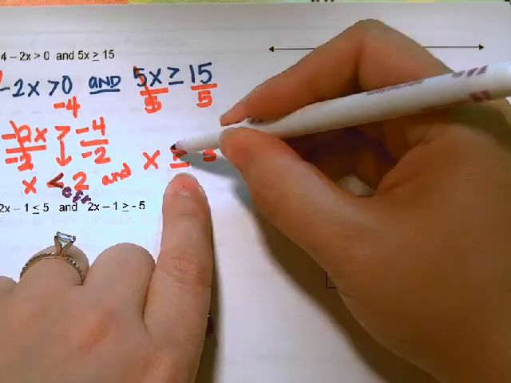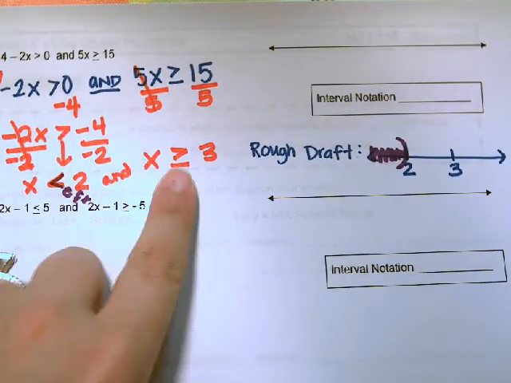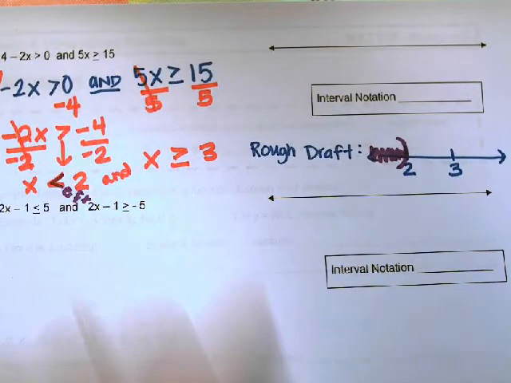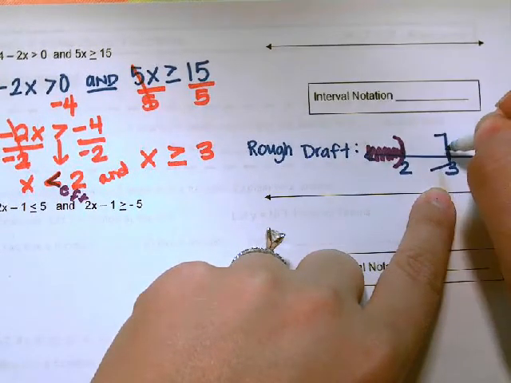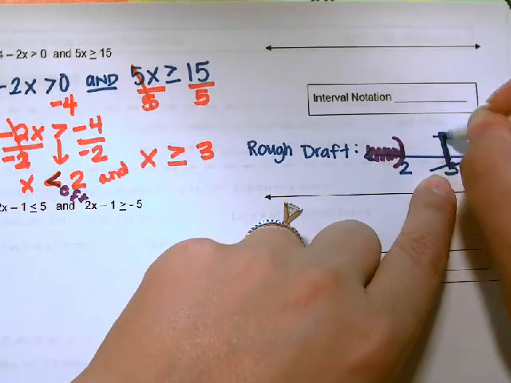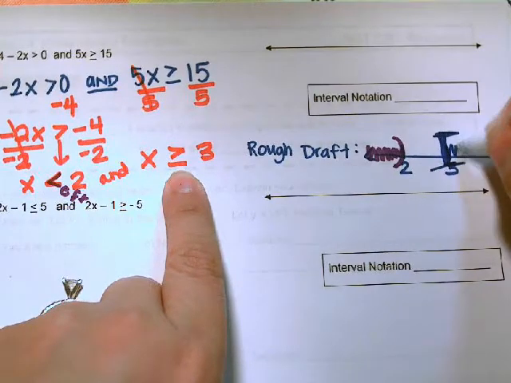And then here it says shade all the numbers that are greater than or equal to, so that's how we know to use a bracket at 3. So we're going to use a bracket. Whoops, it should go the other way. Any number that is greater than or equal to 3.